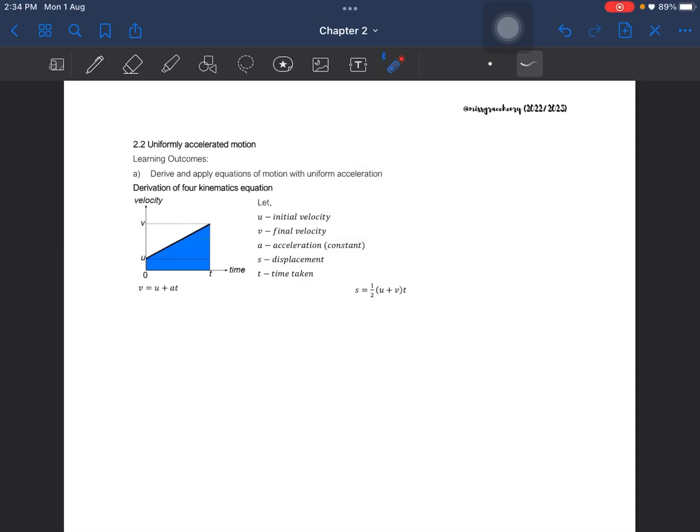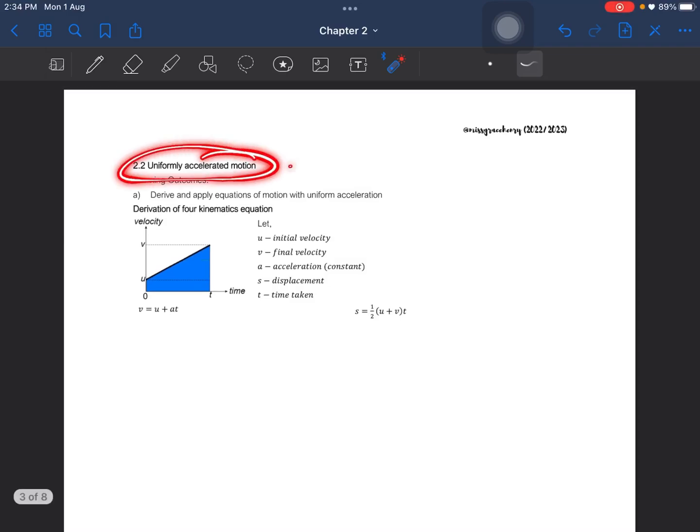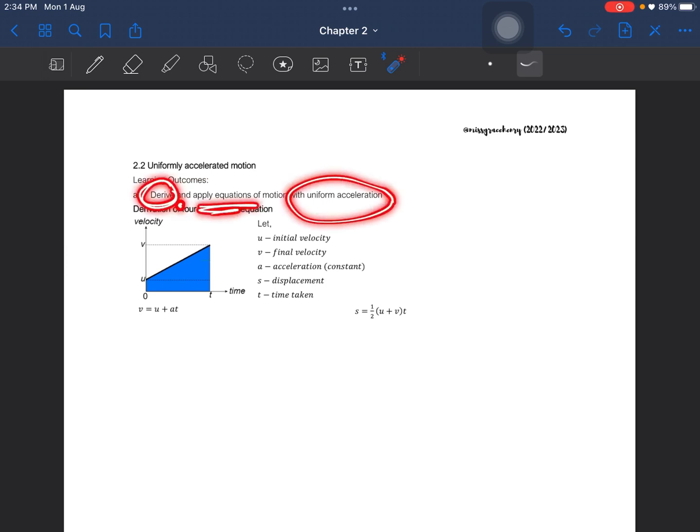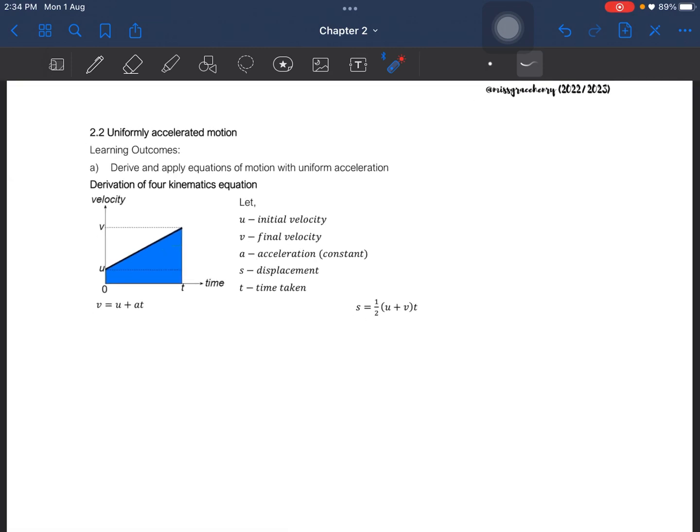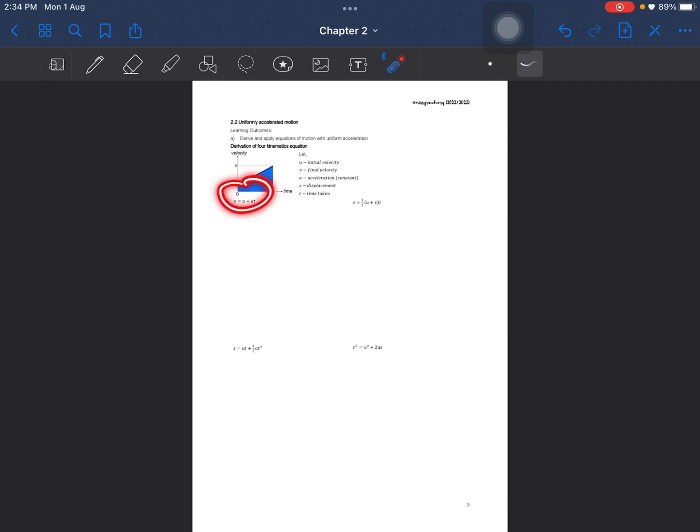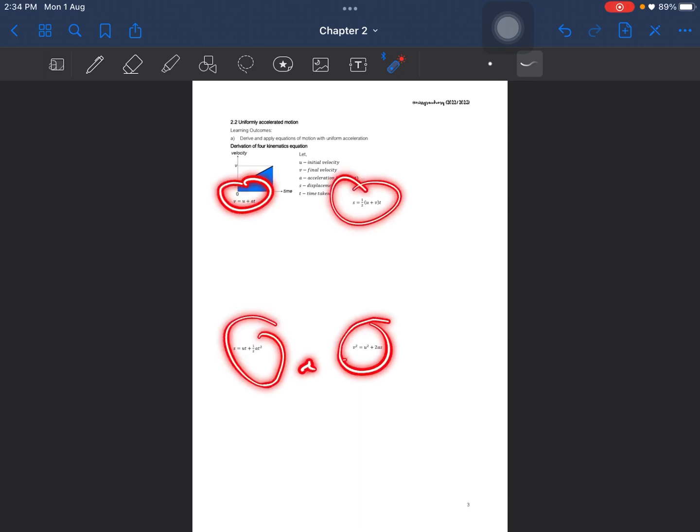Okay, second subtopic, which is on uniformly accelerated motion. In this subtopic, you just have to be able to derive and apply the equations of motion with uniform acceleration. In this case, all the acceleration is uniform. So let's derive these four kinematics equations. There are four kinematics equations, and you have to be able to derive them.